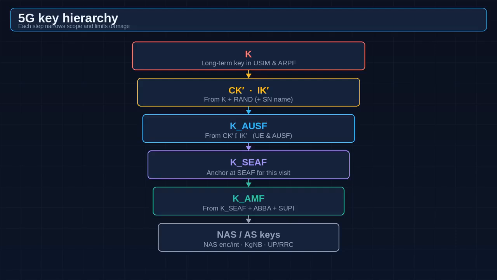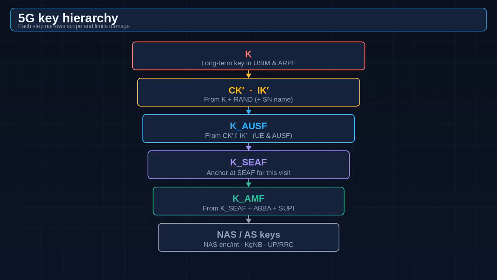Keys in 5G form a tree, not a single shared password. Start from the USIM's long-term key K. From K and RAND, the USIM and ARPF compute CK prime and IK prime. From those, both the UE and the AUSF derive KAUSF. From KAUSF and the serving network name, they derive KSEAF, the anchor parked at the SEAF for this visit. From KSEAF, ABBA, and SUPI, you get KAMF.